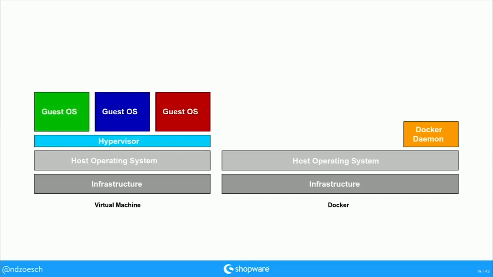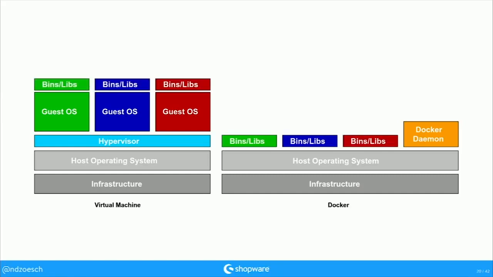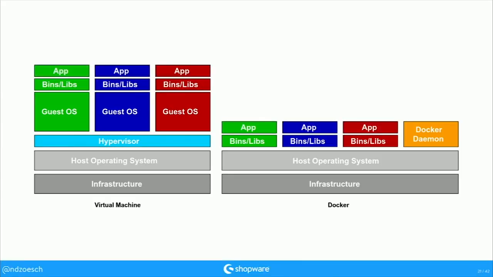But then the guest OSs, in this case, are needed in the virtual machine. So this is the part where I said you have multiple computers because you always run a whole operating system. In the case of Docker, you don't. You have some binaries and libraries included in each Docker container and in each guest OS. And on top of that, the applications you want to run. And in the case of Docker, it's jailed. It's isolated. Okay.